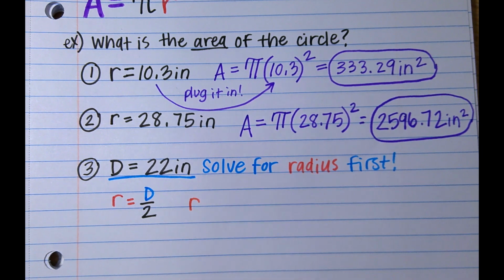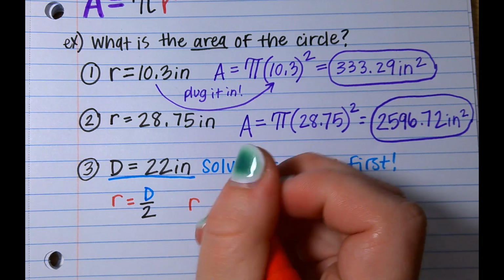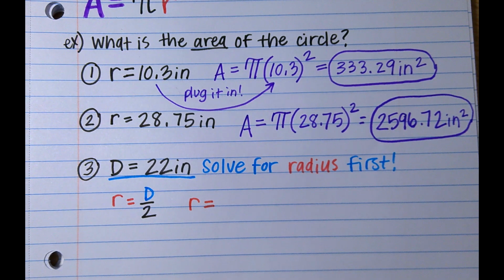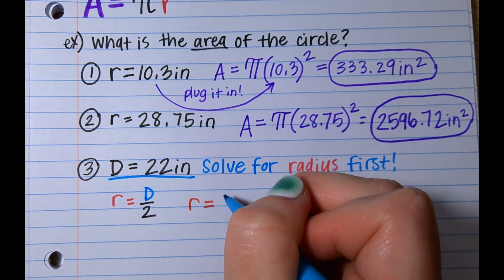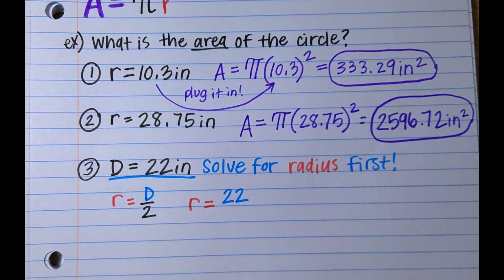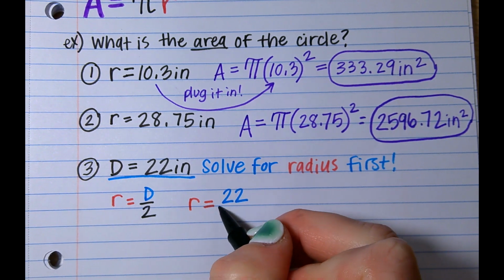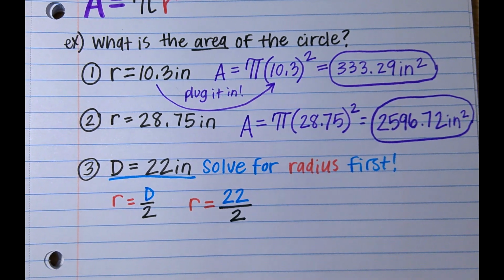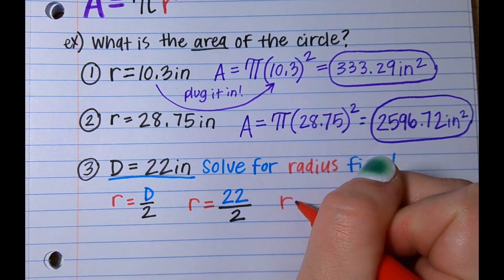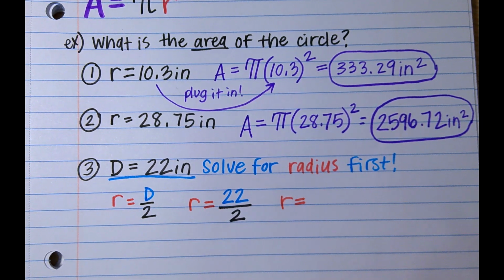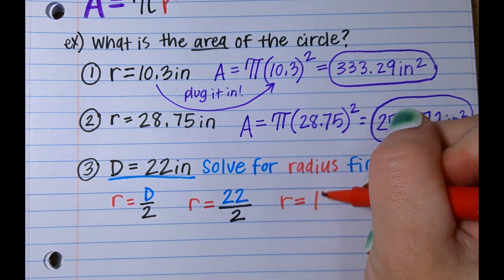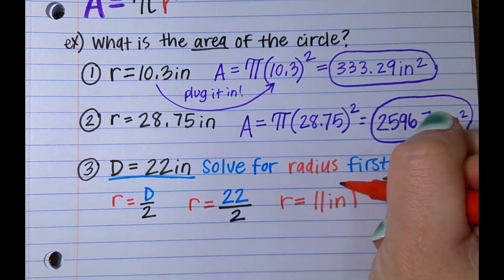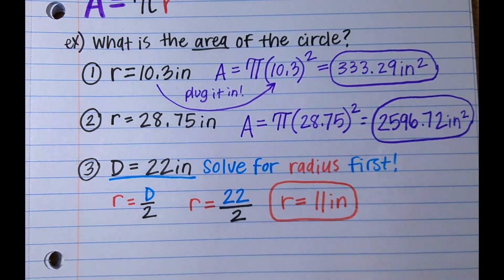So I'm going to do that exactly as we said. Radius equals the diameter, which was 22, divided by 2. And what does that mean our radius is? 11. So we have our radius.